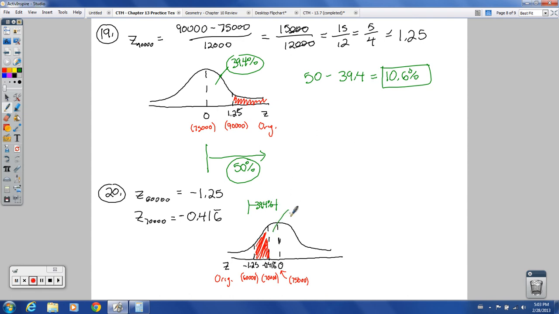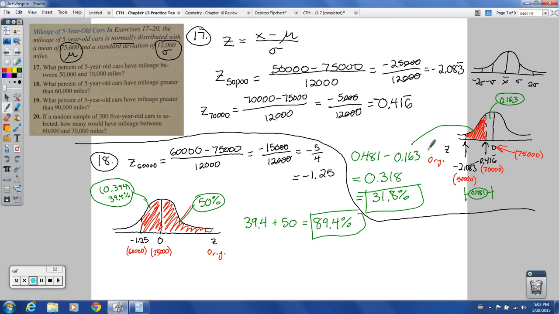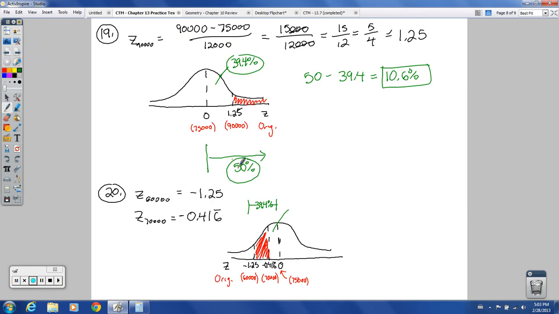And then this little chunk from 0 to negative 0.416, we rounded off to 0.42. That's the same thing as what we had over here. Here it is. So from here to here, that was 16.3%. So this part's 16.3%. So to figure out this part, that part right there is going to be those two things subtracted. So it's 39.4 minus 16.3, that is a grand total there of 23.1%.